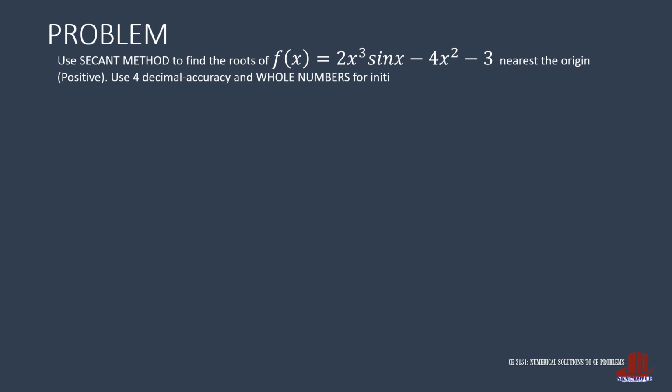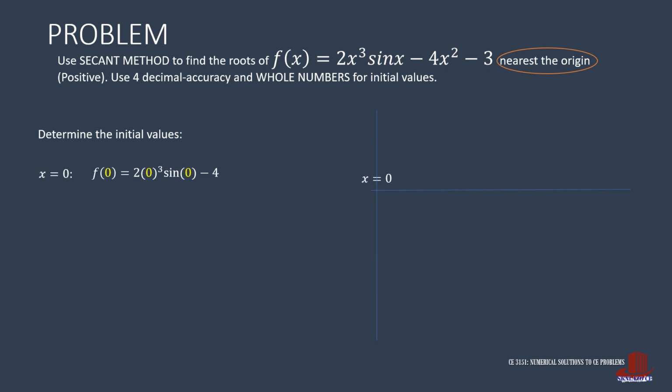The function we are to use in this example is 2x cubed sine of x less 4x squared minus 3. The root we wanted is nearest the origin, and it is a positive root. We are again to follow 4 decimal accuracy, and the initial values we use are whole numbers. We start by assuming some positive values to find the interval. And since we are to take the root nearest the origin, we start at 0. By plugging 0 into the function, we get negative 3.